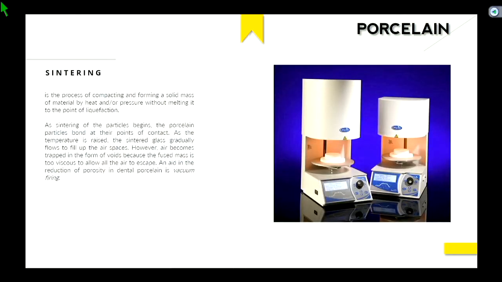We talked about this a little bit already, but sintering is the process of compacting and forming a solid mass of material. This is what happens when you mix a powder and liquid and put it in a hot oven. If you've played around with ceramics in summer camps and such, you know that you put some ceramic in a hot oven and it gets hard, right? The important part in this slide is that when done under a vacuum, you decrease the porosities in the porcelain. A lot of times you'll see that they have it under some sort of vacuum. An aid in the reduction of porosity in dental porcelain is vacuum firing. Okay.